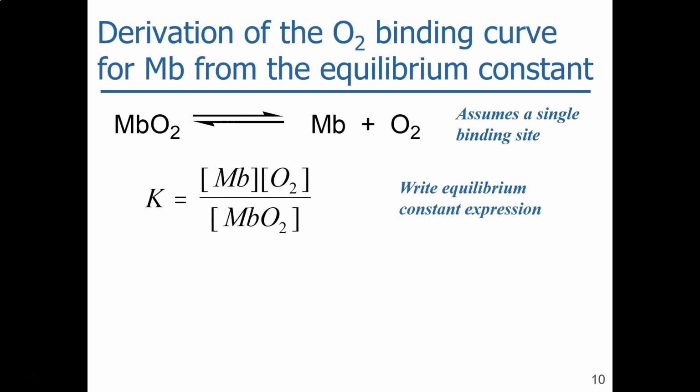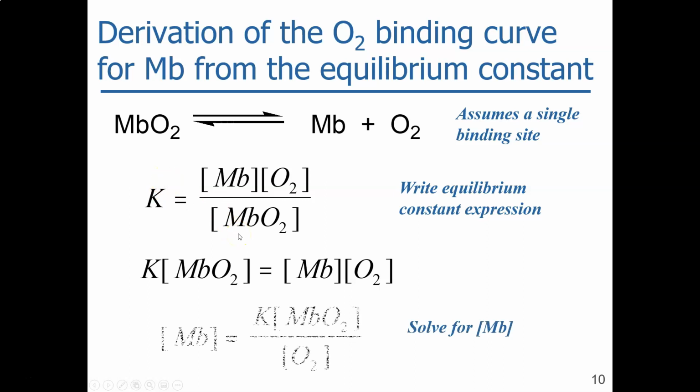From there, we can write the equilibrium constant expression. That's just the molar concentration of products divided by the molar concentration of reactants. Here, I'm just going to do some rearranging. I cross multiply, and then I solve for myoglobin. I'm going to come back to this in a minute.